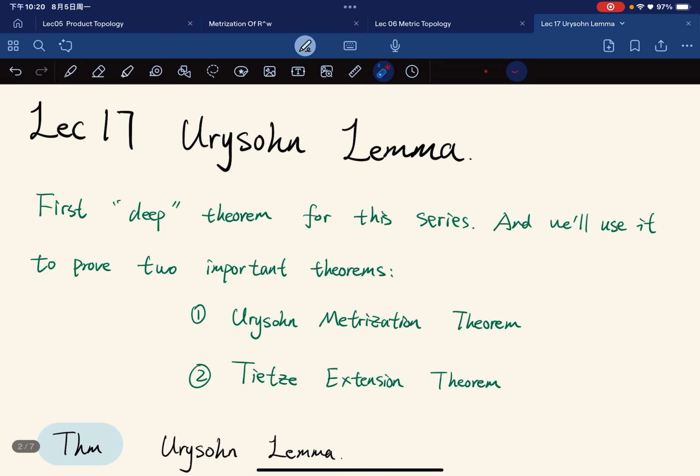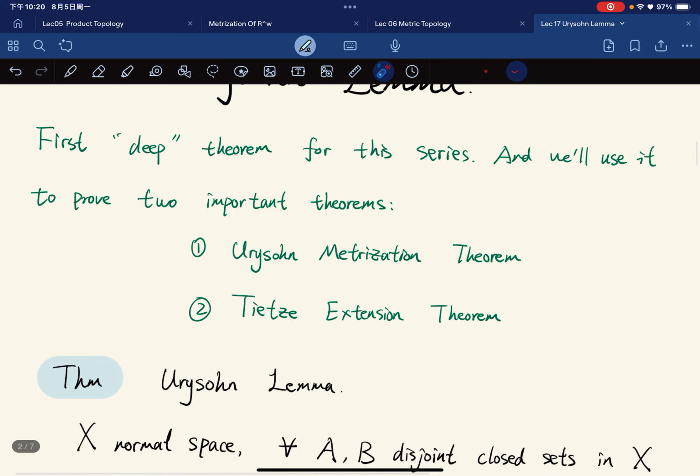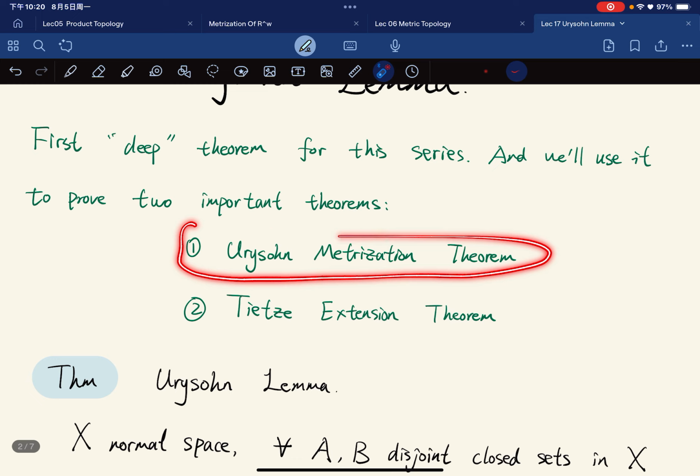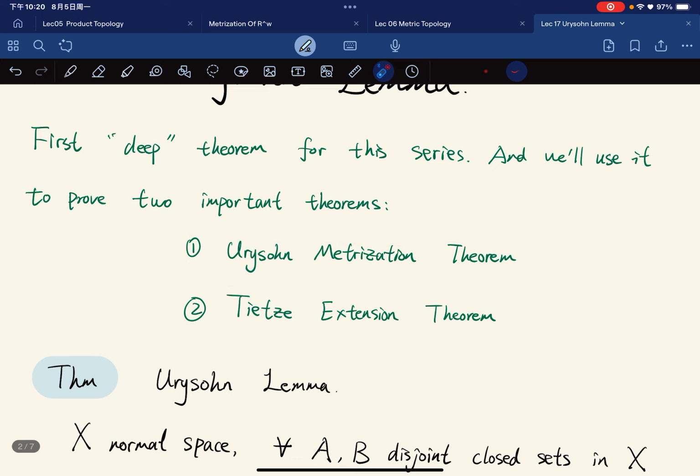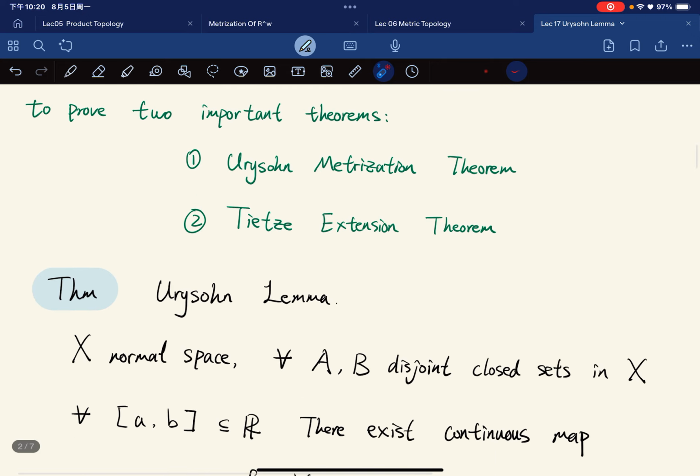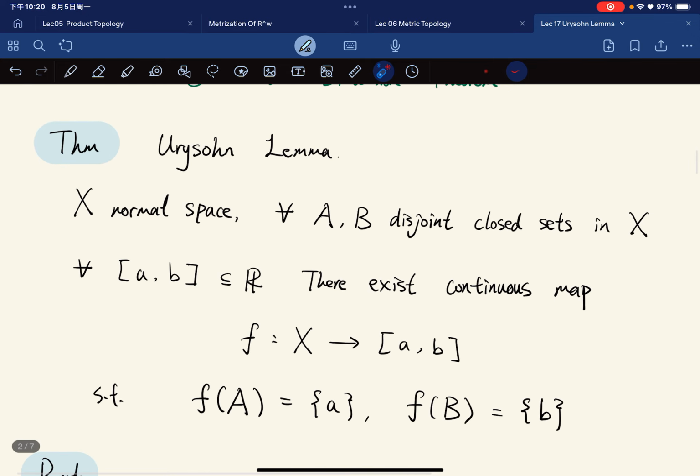We are going to talk about the Urysohn lemma in this lecture, and we will use it to prove two important theorems. One is the Urysohn metrization theorem, and the second is the Tietze extension theorem. Okay, so let's first give the statement of the Urysohn lemma.